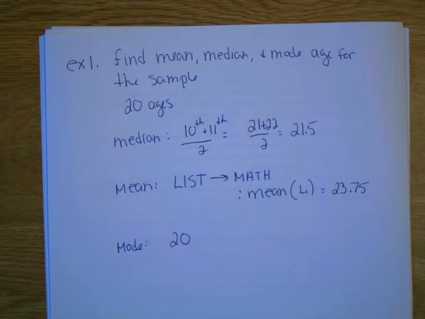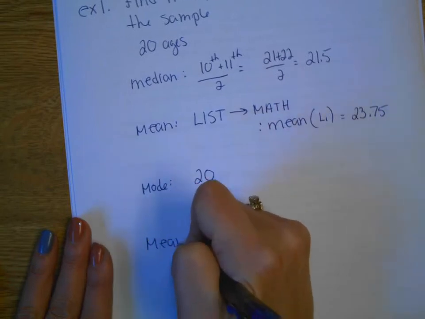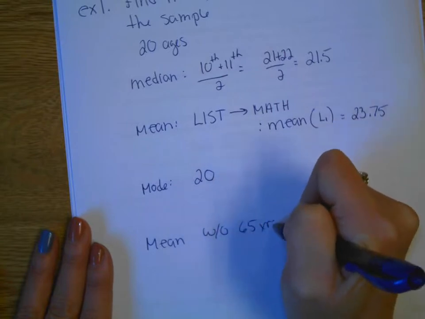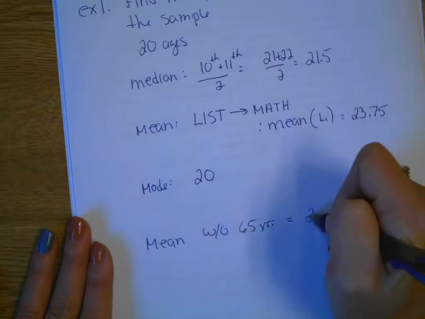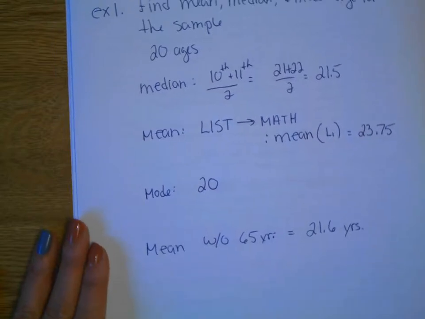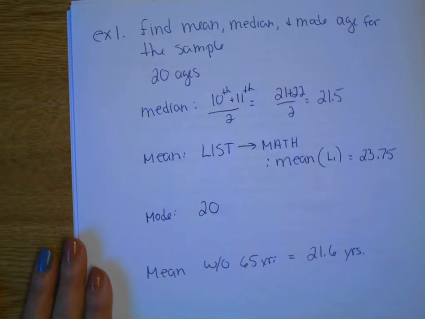What was the second to last number? 24? There were two 24-year-olds in the class. That was the last two? Yep. Oh, and 21.6. Yeah, now it's 21.6. So look at how much that one person skewed the mean. So the mean without the 65-year-old came up 21.6 years as the average. And I think that's a much better average. So it seems like if you couldn't throw out your outlier, you'd want to go with your median instead of your mean.